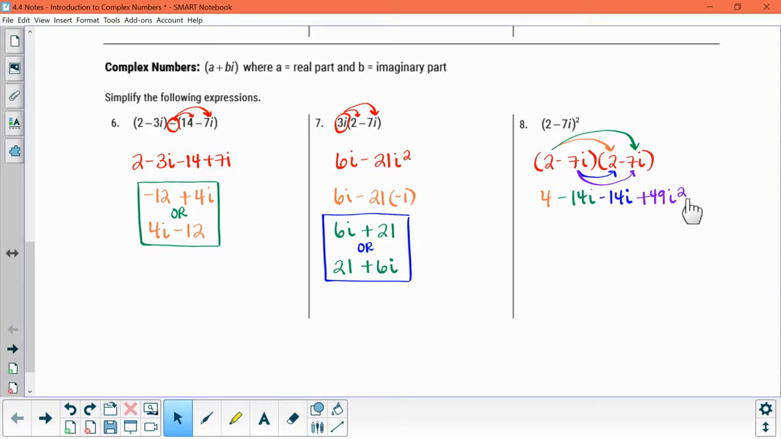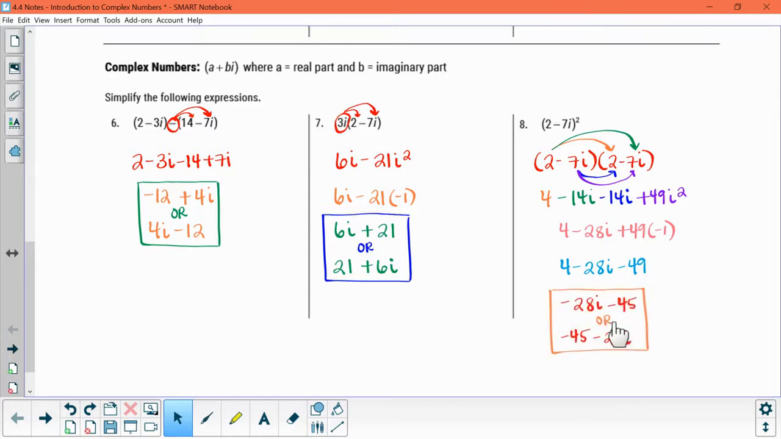Now remember, I'm going to combine like terms, and the i's are just like x's. I cannot combine a single i with an i squared. So the only thing I can do is combine the two middle terms to give me 4 minus 28i plus 49. And remember, i squared is going to become -1. So this is going to simplify to be 4 minus 28i minus 49. Combine the real parts together. So 4 minus 49 is -45. So you could write your answer as -28i minus 45, or -45 minus 28i.